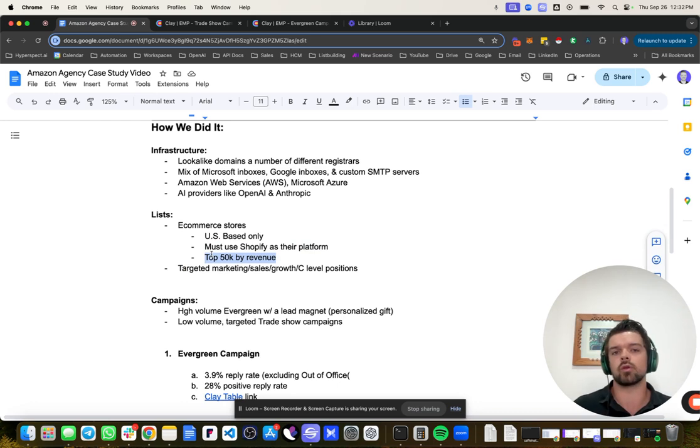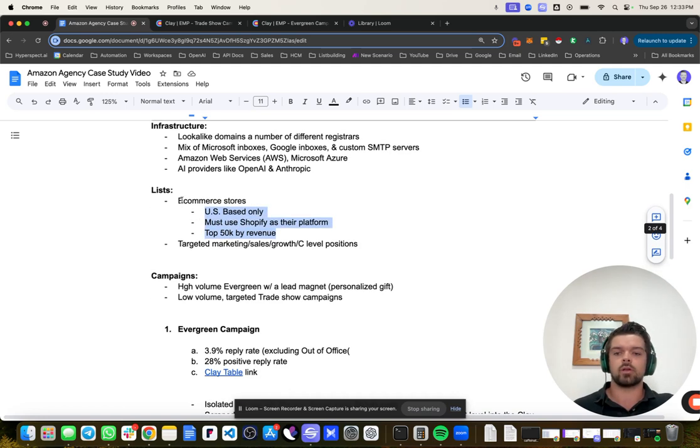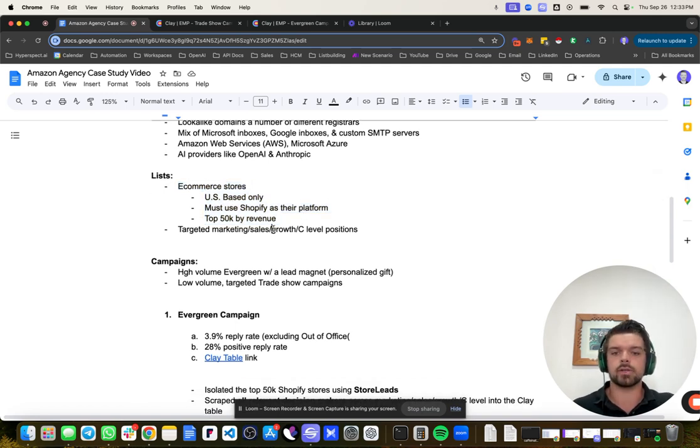So we were able to use a data provider called StoreLeads to filter down into this. We use a number of different data providers, anywhere from 8 to 15 different providers, depending on the use case, depending on the client, depending on their specific market and list that they need. We used StoreLeads to isolate a list of 50,000 e-commerce stores across various product categories. And then within that, because they're selling marketing services, we were targeting marketing, sales, growth, and C-level positions, including CEO, COO, CRO, and CMO, of course.